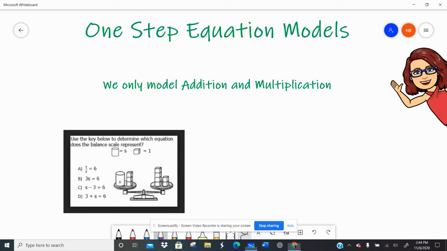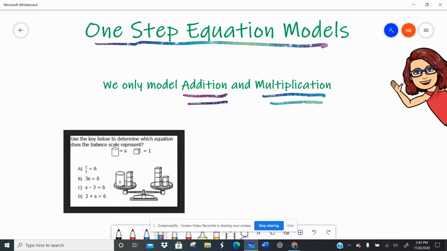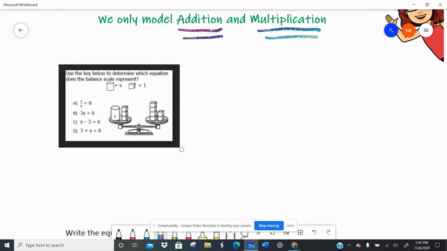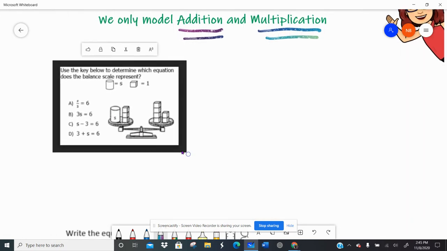We're going to talk about one-step equations today, and specifically the models for equations, right? A picture of a one-step equation. We're only going to be focusing on addition and multiplication when it comes to these types of models. For one-step equations this year, we're only going to model addition and multiplication. So, important to keep in mind. All right, so let's look at a model or a picture of an equation.